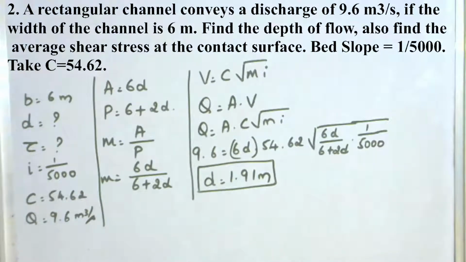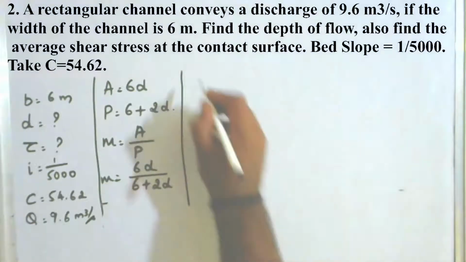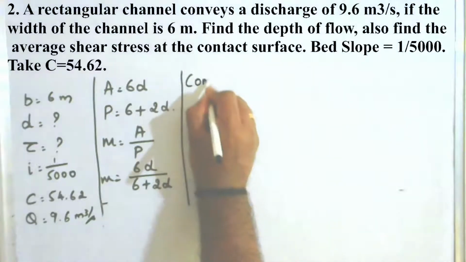Next, he has asked you to find the average shear stress. While discussing the Chezy's equation derivation, we have seen that the resistance offered for the flow will be balanced with the component of the weight of water along the flow. So the component of the weight along the flow should be equal to the resistance offered for the flow.